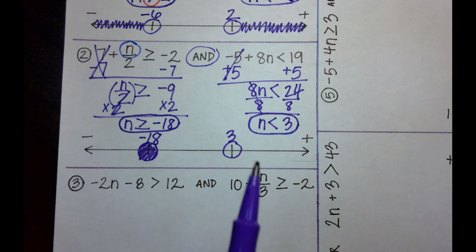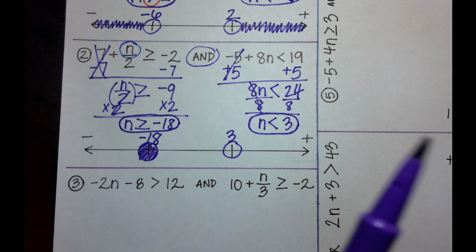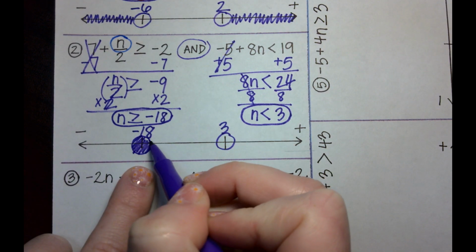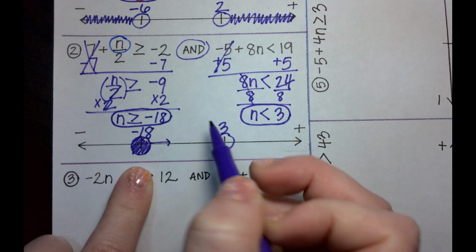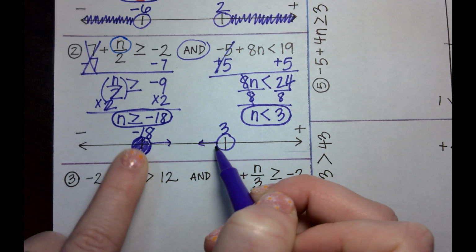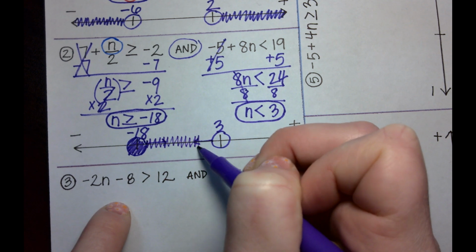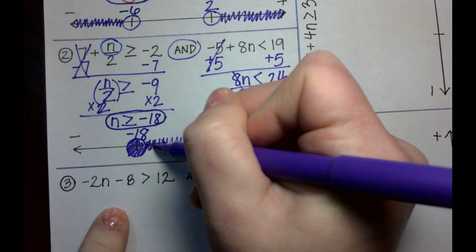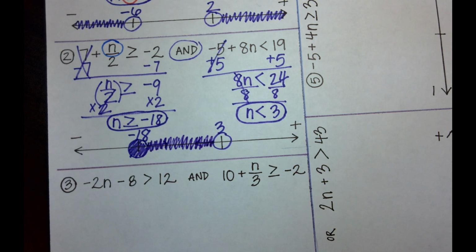Now, where are we shading our number line? In the middle. Good. I see that n is greater than or equal to -18. I'm shading greater. n is less than 3. I'm shading less. They're going towards each other. We shade in the middle. We also see that this is an and inequality, and ands should be shaded in the middle. Okay. Any questions on number 2?